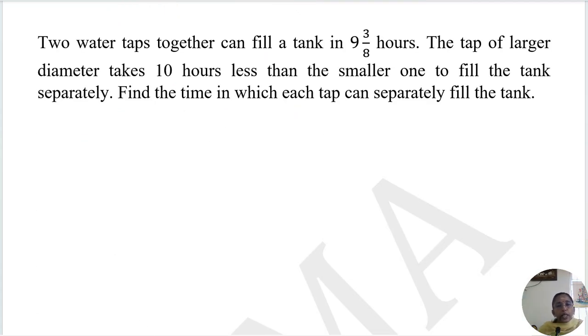2 water taps together can fill a tank in 9 3 by 8 hours. The tap of a larger diameter takes 10 hours less than the smaller one to fill the tank separately. Find the time in which each tap can separately fill the tank. So let us consider the smaller tap fills the tank in x hours.